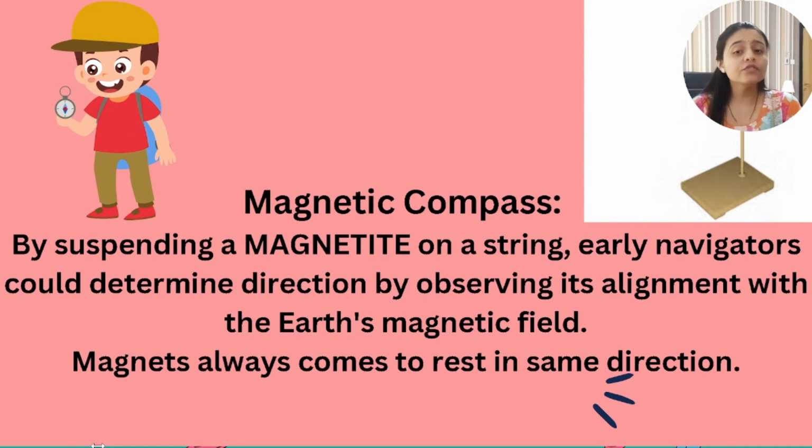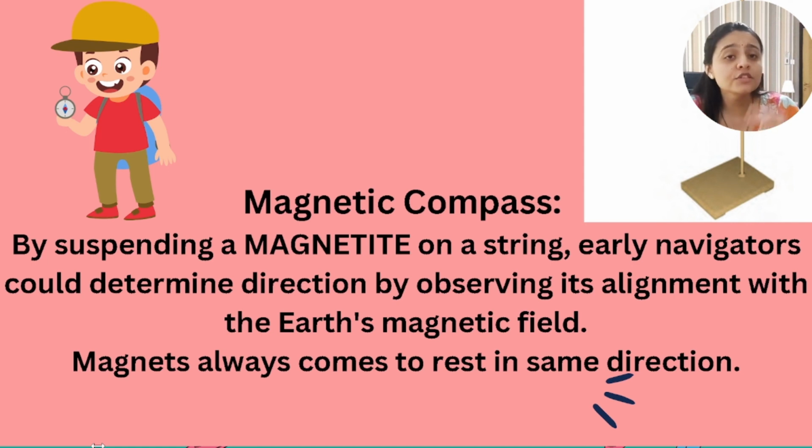Now, one of the major man-made applications is the magnetic compass. We all know about the magnetic compass, which guides us to the place where we want to go. Especially mountaineers have this compass. What is a magnetic compass? A magnetic compass is a kind of device which this boy is holding.